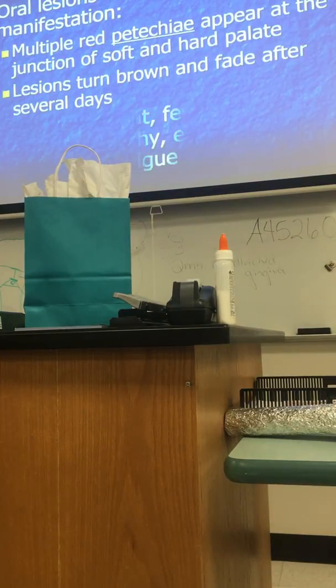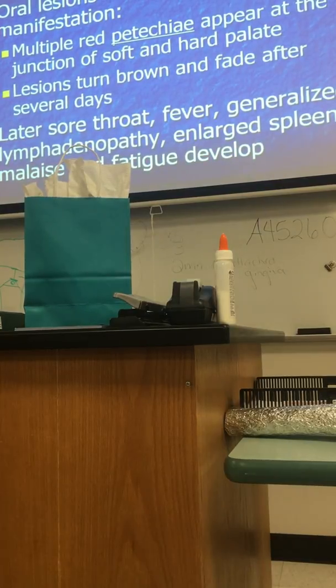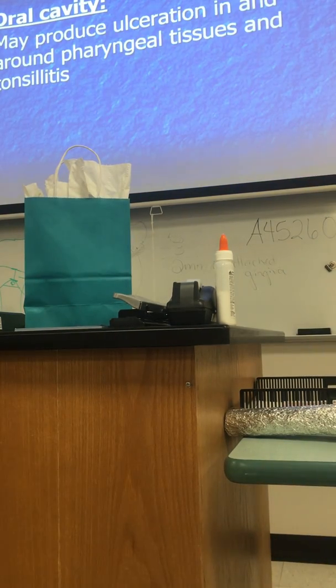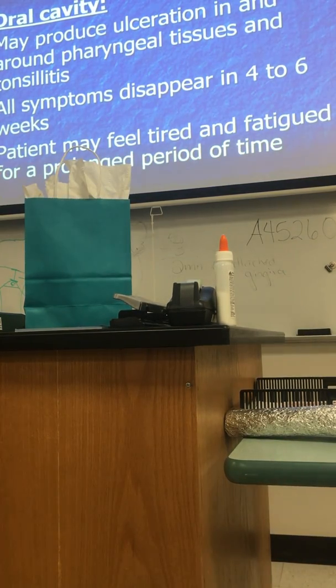Good Lord. All right, so with this one, we first start off with these red inflamed petechiae areas. Then they fade to brown spots. And then from there we go into flu-like symptoms of lymphadenopathy, malaise, and sore throat. And then the fatigue. The fatigue is the main thing you'll see with mono because there's not enough energy, since the body is really trying to fight off the infection. Symptoms will disappear in about 4 to 6 weeks. The patient may feel tired and prolonged over time, which we already know about with the fatigue. We also talked about the pharyngeal tissues and tonsillitis that will be inflamed as well.